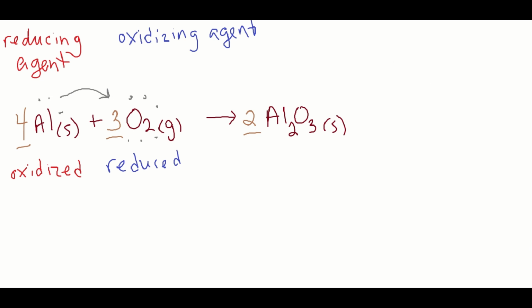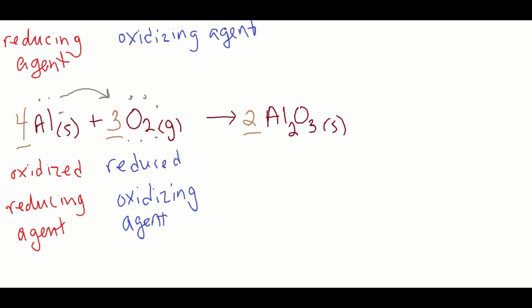The oxidizing agent accepts electrons, so you can say oxygen is also the oxidizing agent. And aluminum, because it's donating electrons, is also known as the reducing agent.